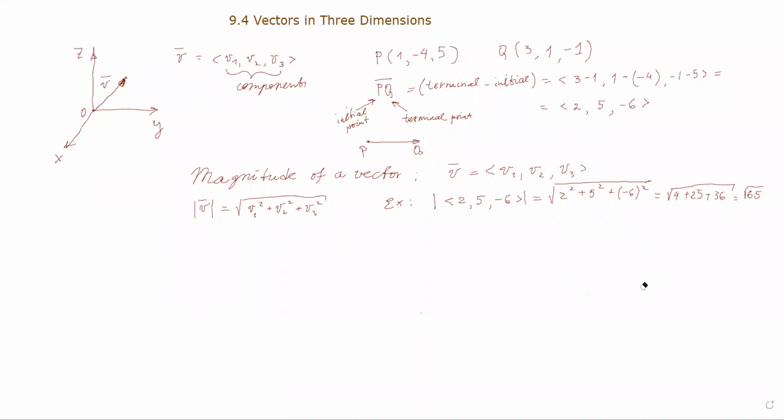Okay, so we know what magnitude is, we know how to find a position vector. Now, let's talk about algebra of vectors. What can we do with vectors? Actually, we can do a lot. The only algebraic operation we cannot do with vectors is division. All other operations are possible. So I'm going to change my color to talk about algebra. So, algebra of vectors.